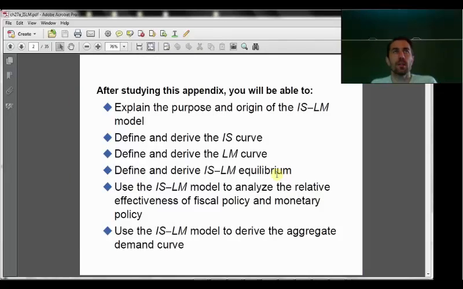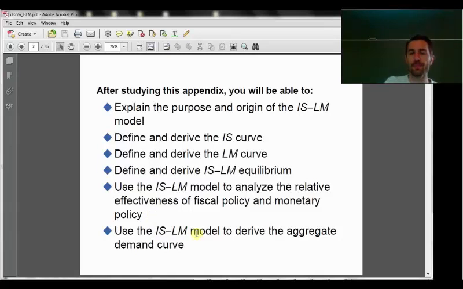So we'll quickly go over our objectives for this chapter. We're going to briefly talk about how we arrive at this ISLM model, where it comes from. We're going to derive the IS curve. We're going to derive the LM curve. We're going to put IS and LM together. We're going to derive the IS-LM equilibrium. Then we're going to use that ISLM model to analyze the relative effectiveness of fiscal policy and monetary policy. And we're going to use the ISLM model to derive the aggregate demand curve.